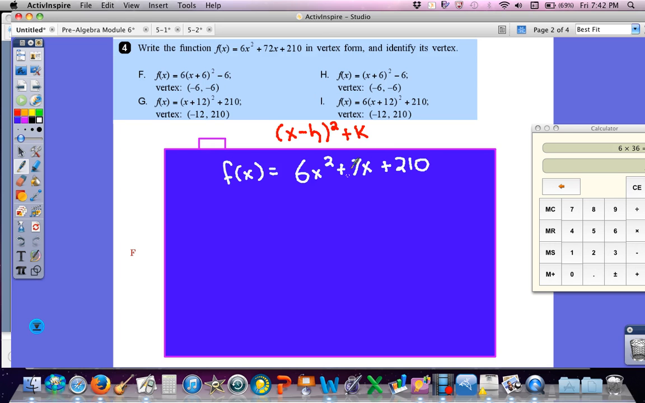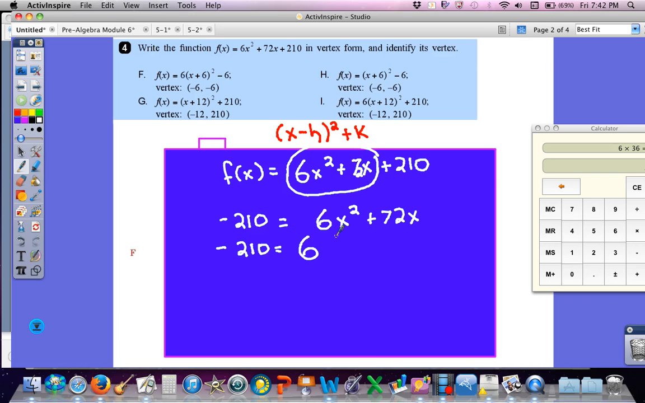So the first thing you need to do to complete the square is you need just this part on one side of the equation. So I'm going to subtract 210 from both sides. And I'm getting negative 210 equals 6x squared plus, it should be 72x. Now, leave the left side alone. From the right side, I'm going to factor out the leading coefficient, meaning if I factor out the 6, I am left with x squared plus 12x.